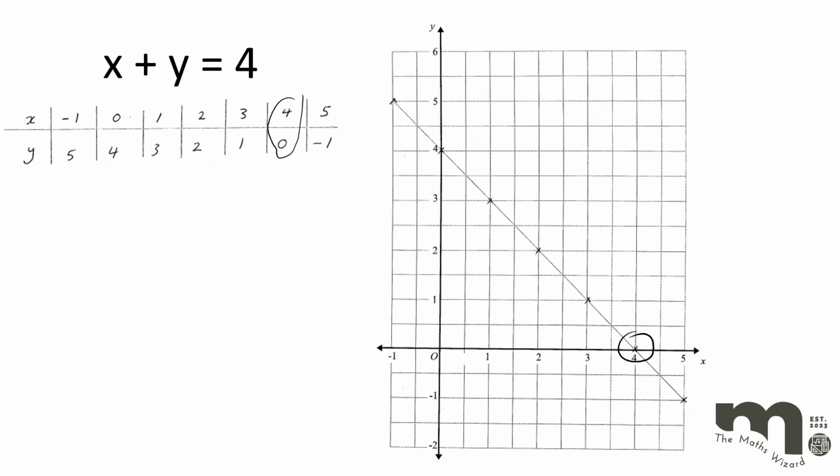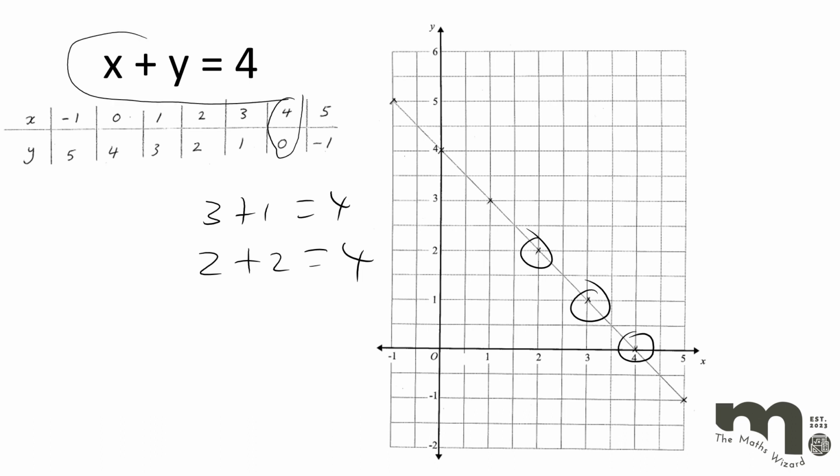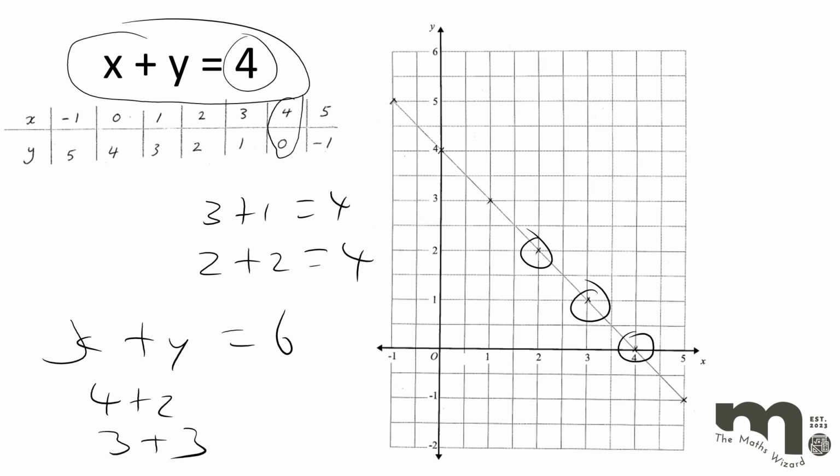Then we've got 3 add 1. So again, 3 add 1 makes 4. Then we've got 2 add 2. So when x is 2, y's got to be 2. That makes 4. And you get the pattern. So all the way along this line, every x and y coordinate will add up to make 4. Okay, so if they do put one in like this, don't be put off by it. You've just got to make sure every single coordinate you plot adds up to make this number on the end. So if it said x plus y equals 6, you'd have coordinates like, I don't know, 4 and 2 and 3 and 3 and things like that on that particular example.